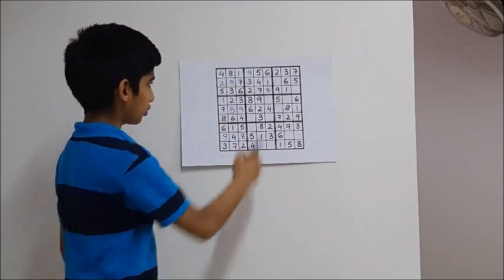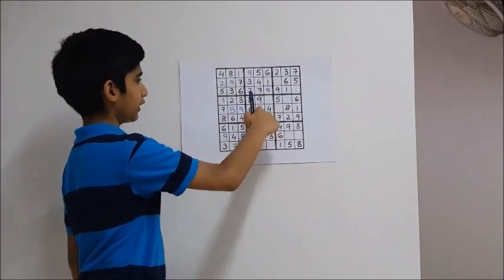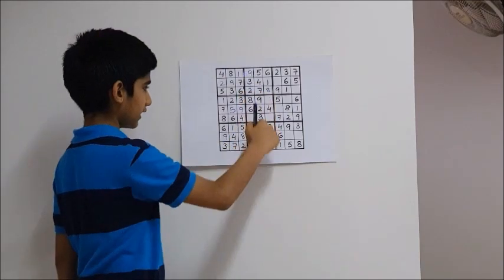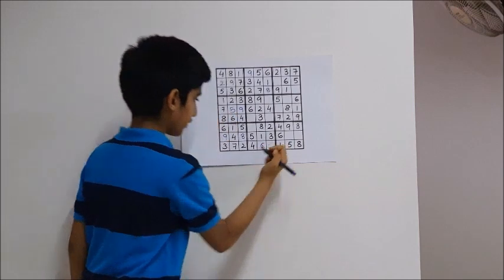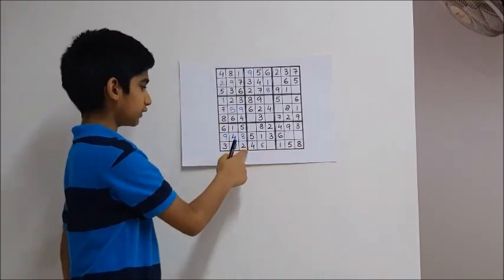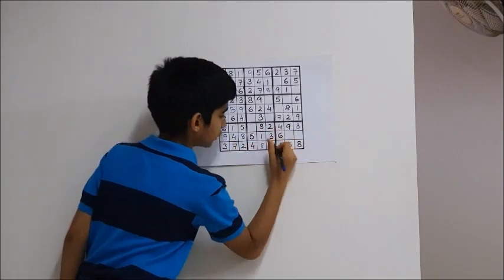Now let's go to the middlemost column. 1, 2, 3, 4, 5, 7, 8 and 9. So 6 will complete this column. Now the last row. 1, 2, 3, 4, 5, 6, 7, 8. So 9.